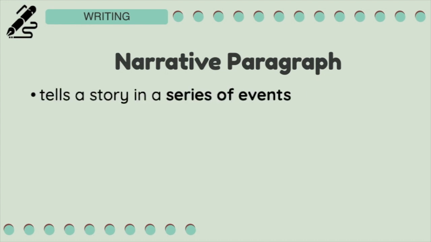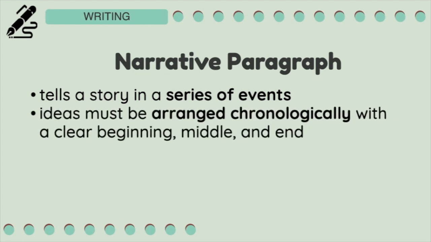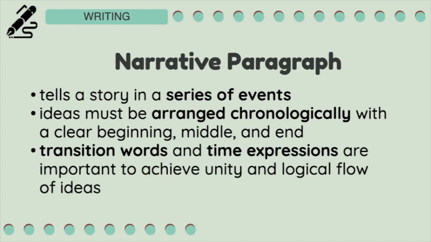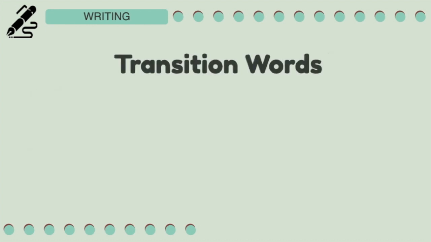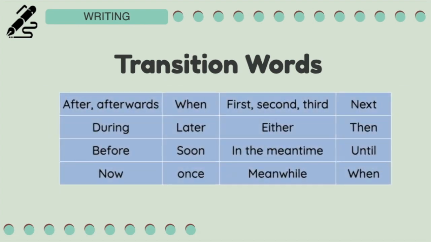A narrative paragraph tells a story in a series of events. The ideas in a narrative paragraph must be arranged chronologically with a clear beginning, middle, and end. Therefore, transition words and time expressions are important in this paragraph to achieve unity and logical flow of ideas. Transition words help the readers keep track of the sequence of the story in the paragraph, such as after, afterwards, during, before, now, when, later, soon, once, and others are shown in the table.